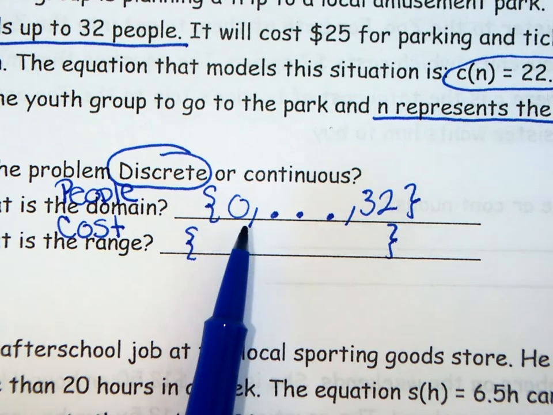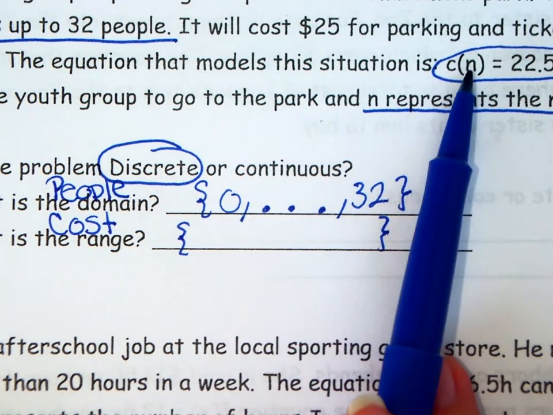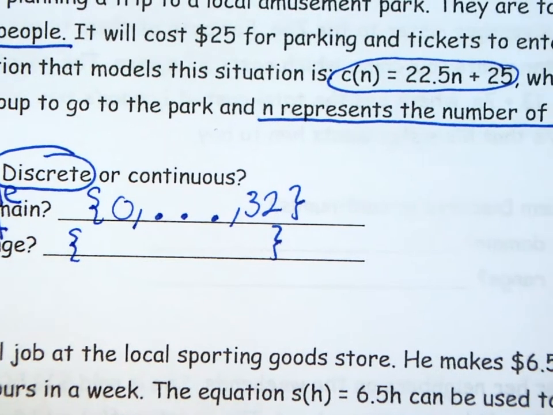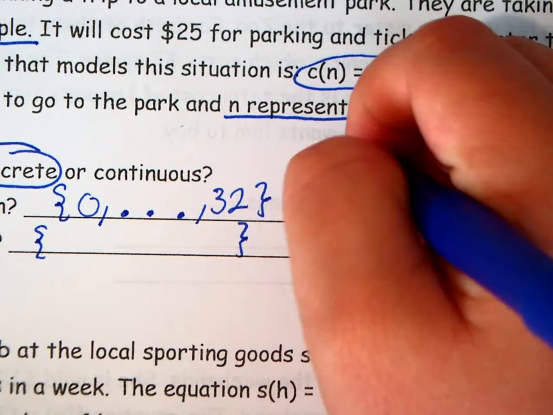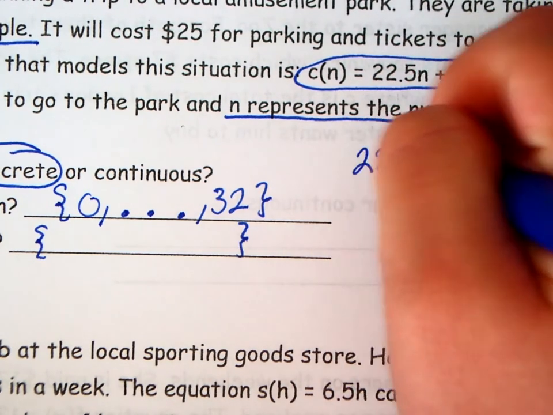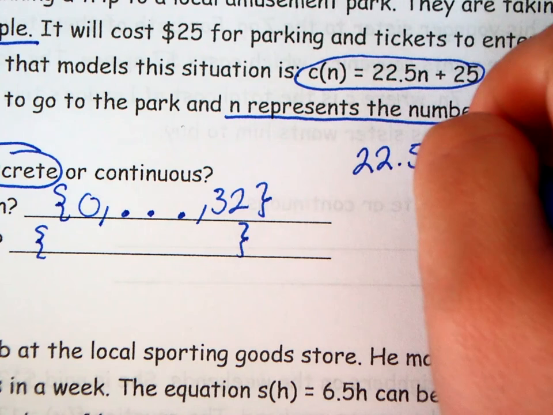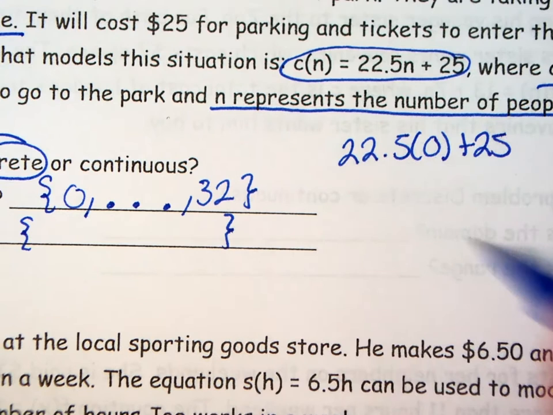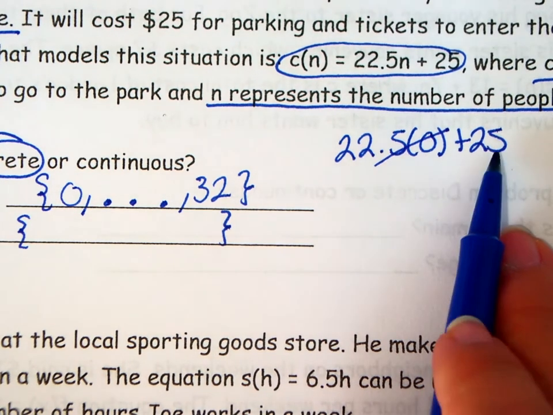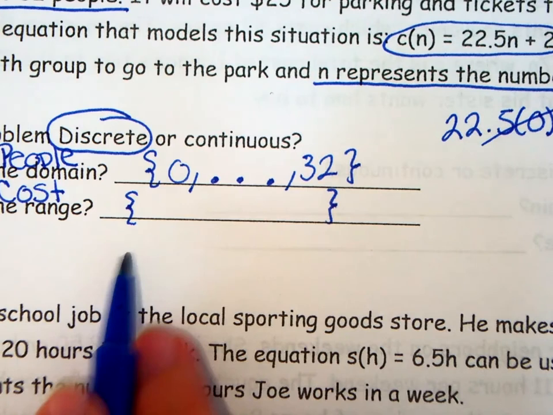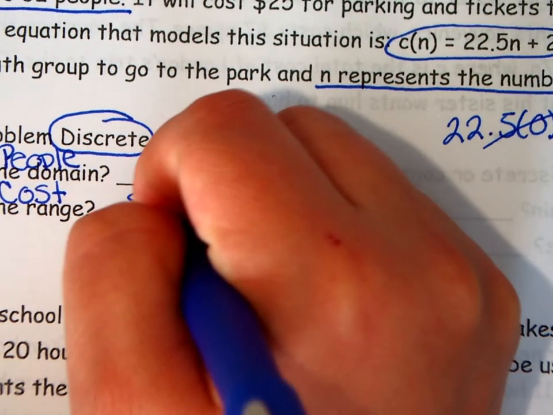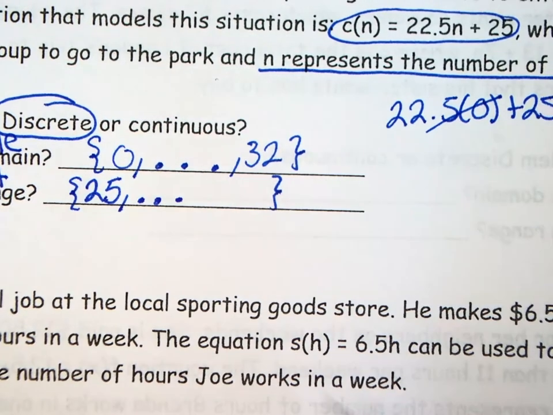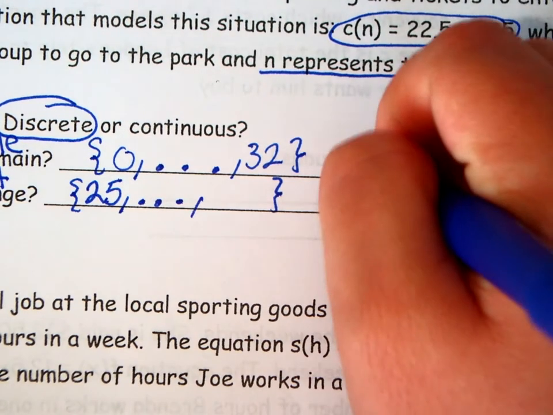So now I'm going to plug 0 into this equation, and then I'm going to plug 32 into that equation. So I'm going to rewrite it, showing my work. 22.5, instead of N I have 0, plus 25. What is 22.5 times 0? 0. So what number am I left with? 25. So that's the least I have to pay. Now to find the most, what do I need to do? Replace the 0 with the 32. Good. Plug in 32.